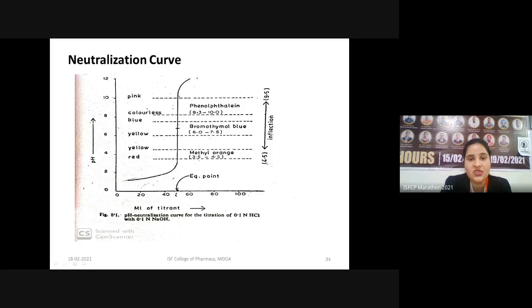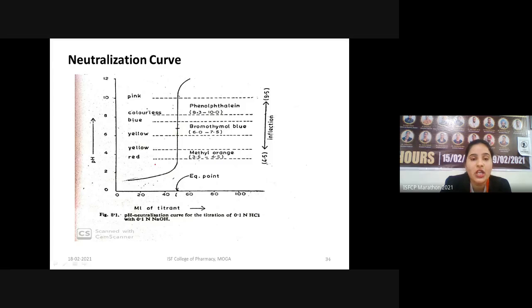Okay, so after the point of equivalence we see a sudden rise in the pH. The sudden rise in the pH is known as the point of inflection. So this point, the midpoint at which the pH increases abruptly, is known as the equivalence point. Here we have the equivalence point.